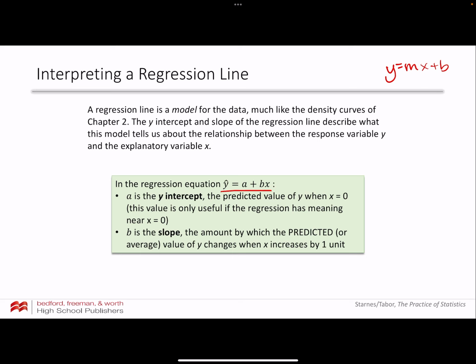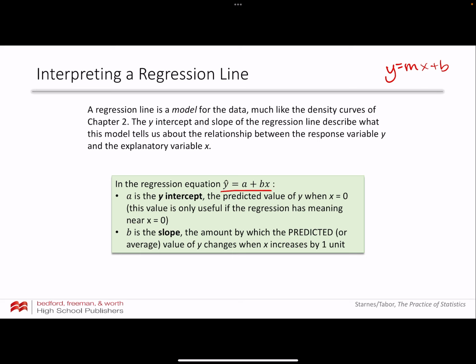You're going to be asked to interpret the y-intercept and interpret the slope. So you have to remember what we are predicting to happen when x equals 0. Well, here's the thing. This is real life data, so sometimes x can't be equal to 0.